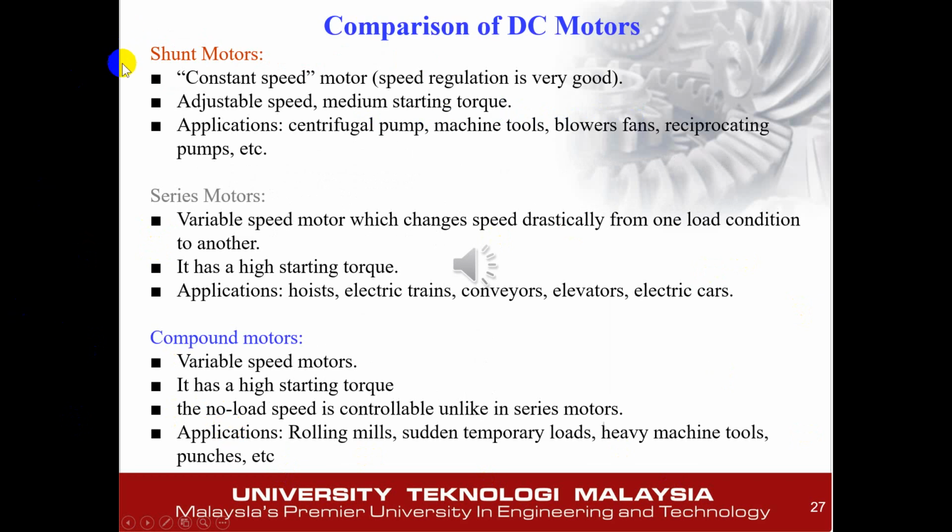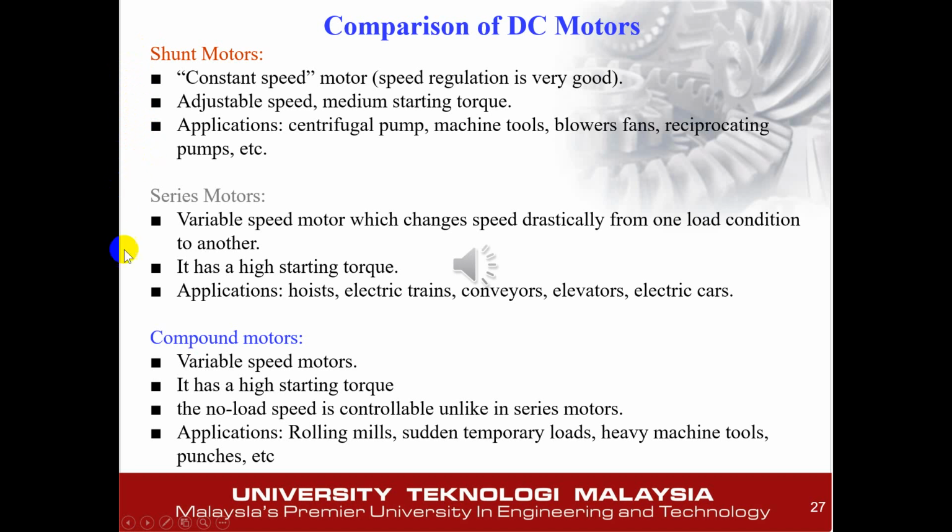So this is the summary that we have discussed before. Okay, shunt motors are constant speed because they have very good regulation. Okay, speed regulation is very good. Another advantage is adjustable speed. Okay, you can make it constant speed or adjustable speed with medium starting torque. Okay, these are the applications you have to memorize.